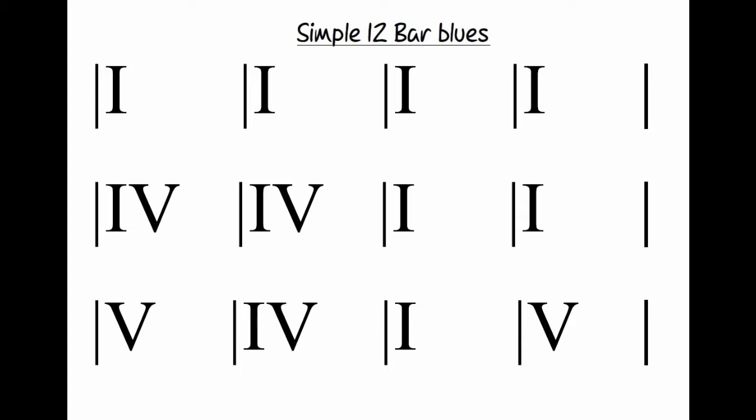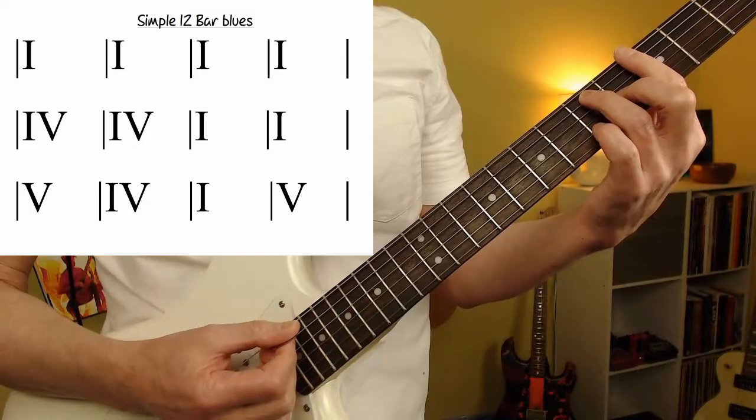So what we can do with the chords that we have found to be 1, 4 and 5 in the key of G is just slot those chord shapes straight into this template. That gives us a 12-bar blues in the key of G. So let's hear what that sounds like.